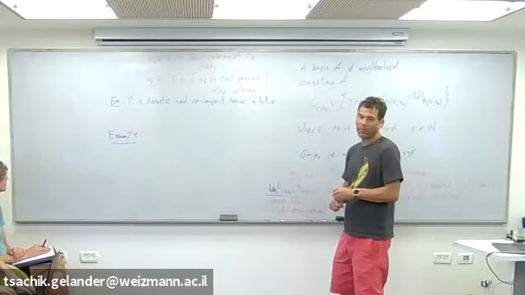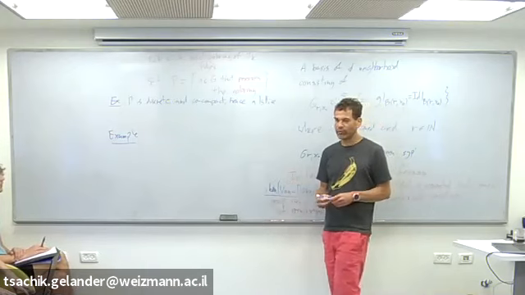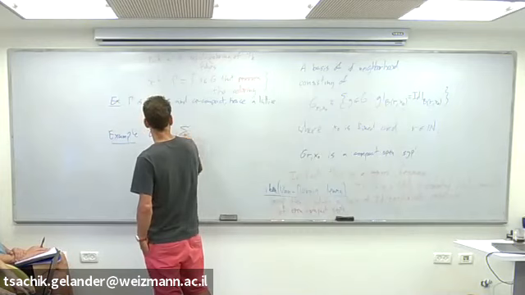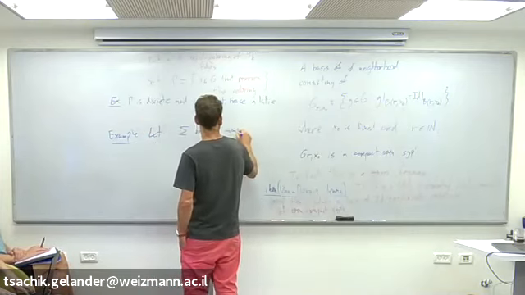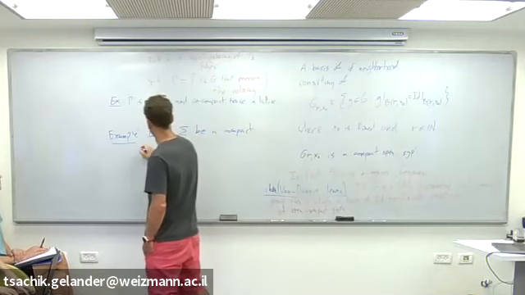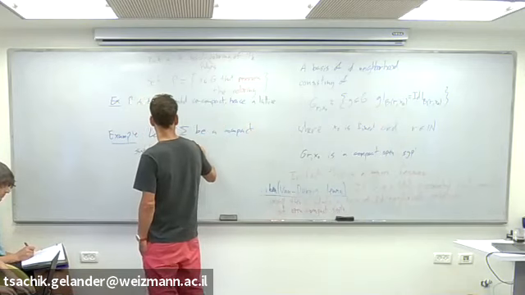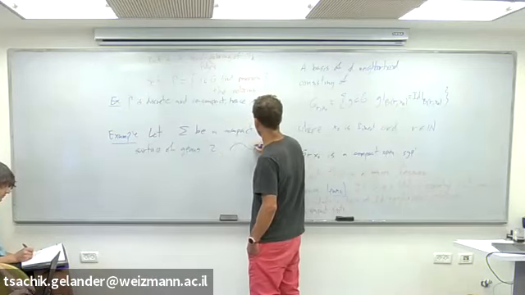So here is the last example I want to describe. Again, I will say words that maybe will be new for some of you. So let Sigma be a compact surface of genus g. So it's what we usually draw like that.